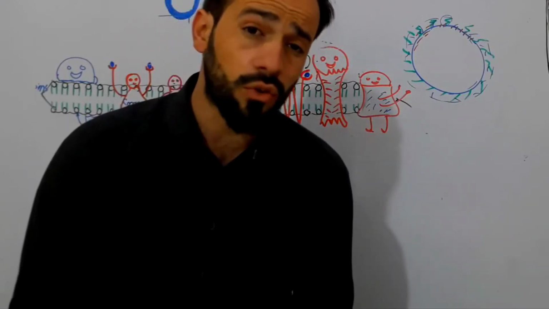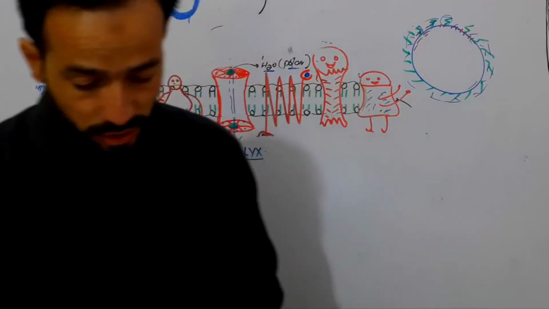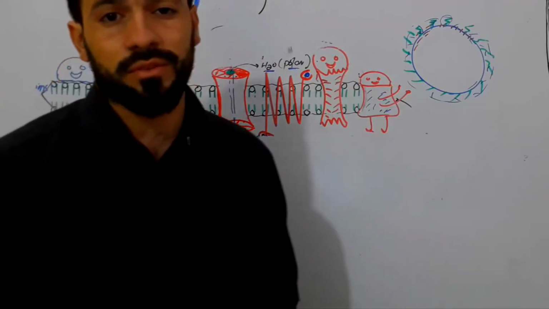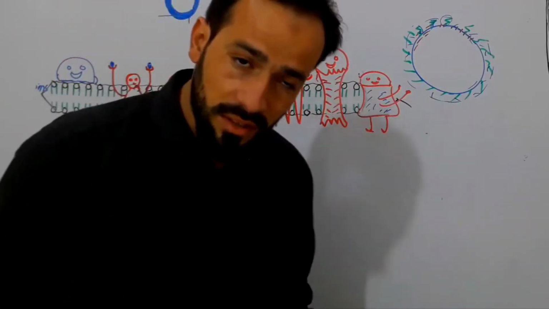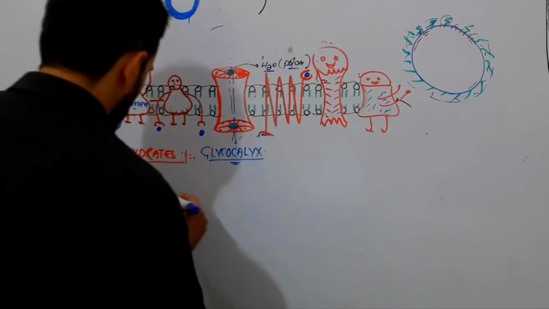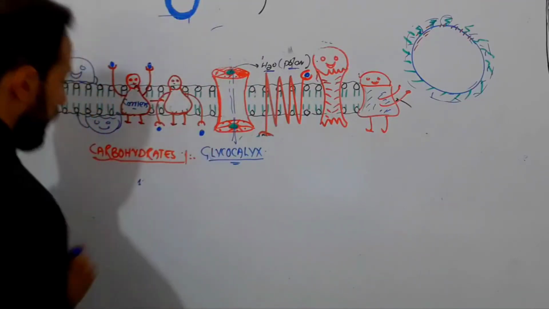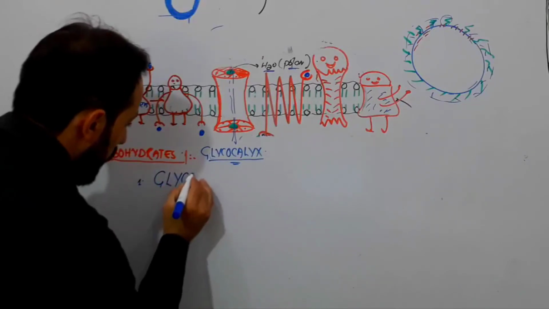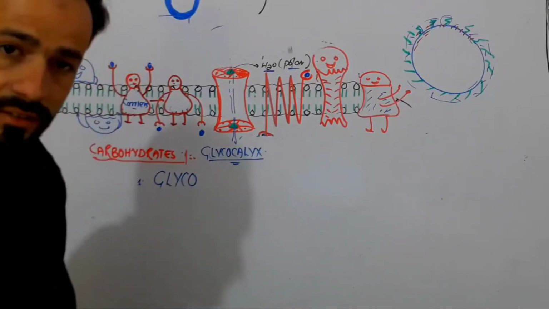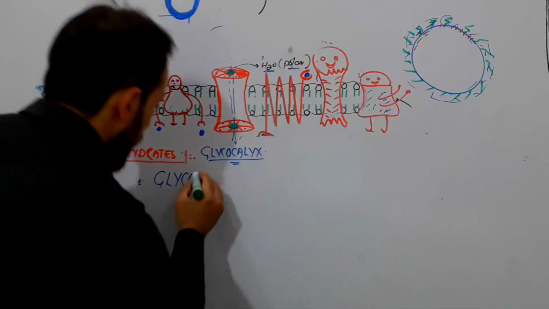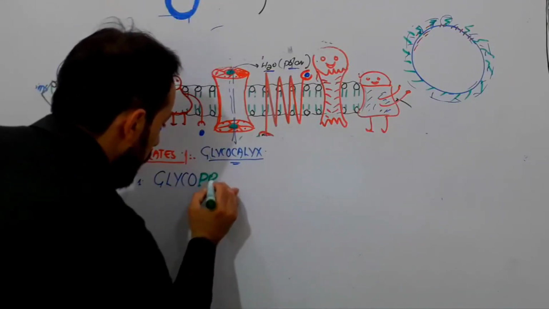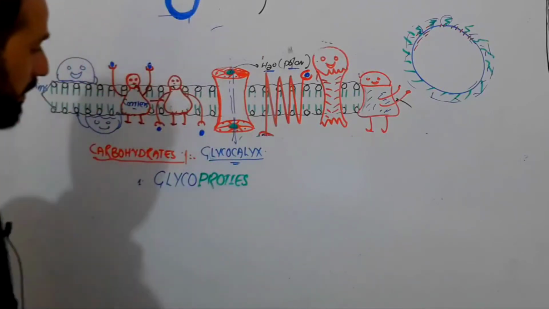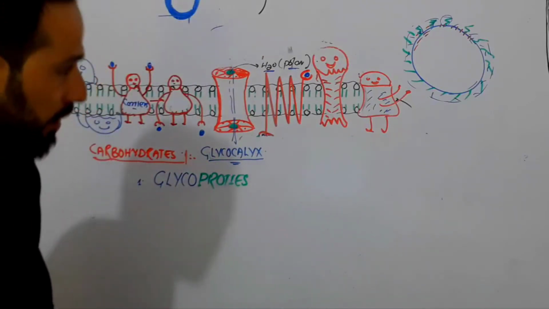There are three groups of carbohydrates which are present in our cell membrane. How many groups? Three groups of carbohydrates found in the cell membrane. The first group is called the glycoproteins. Glyco means carbohydrates, and proteins, right? So glycoproteins, listen carefully friends.